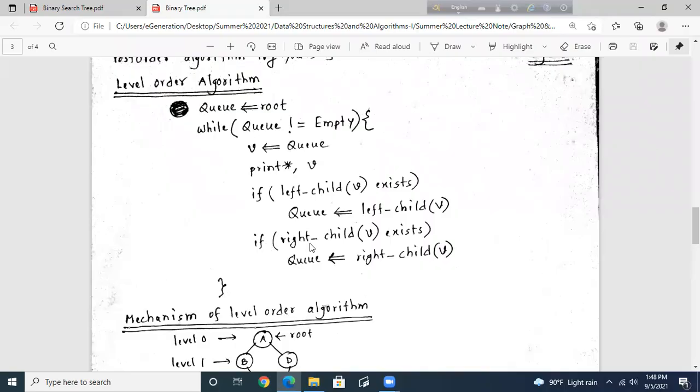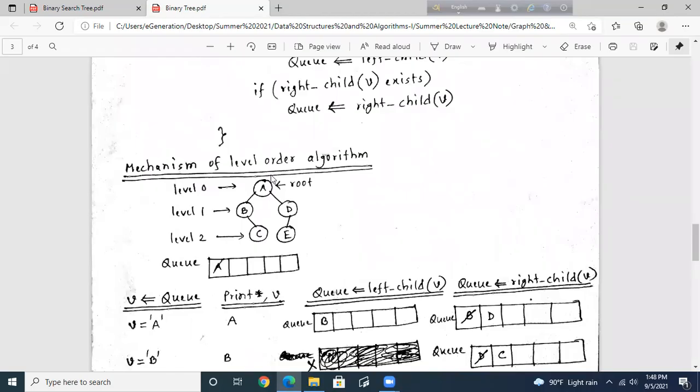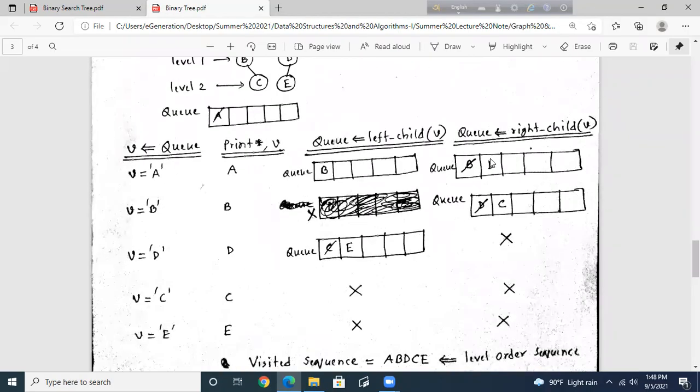Then again, if right side of A exists, see, dear student, right side of A is also available. So I have inserted D also in the Q. So B and D both I have inserted here. So at first, dear student, I have to delete B. So B equal to B.